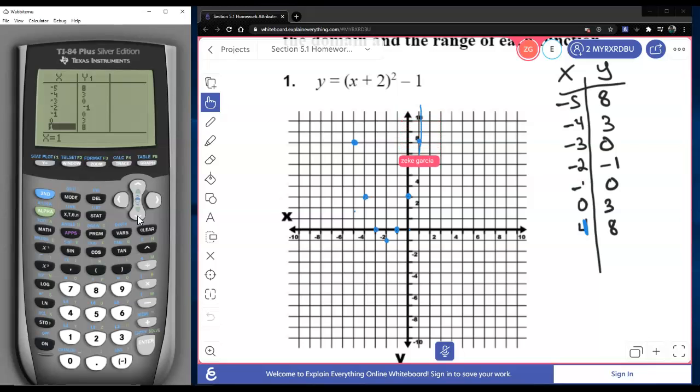Go ahead and connect the points. And then you're going to go ahead and draw your axis of symmetry. It's a vertical line. It cuts this in half. So we know that the x is negative 2. We know that the vertex is negative 2, negative 1. That's the vertex. 0, 3 is the y-intercept.